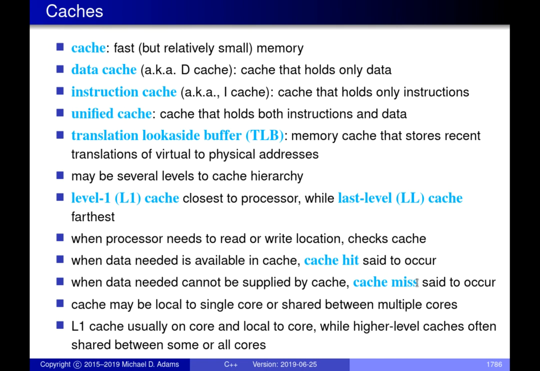The caches may be local to, like if you have a multi-core processor, because these days most processors tend to be multi-core, or at least a lot of them tend to be multi-core. If you have a multi-core processor, often you'll have some caches that are private to the core.